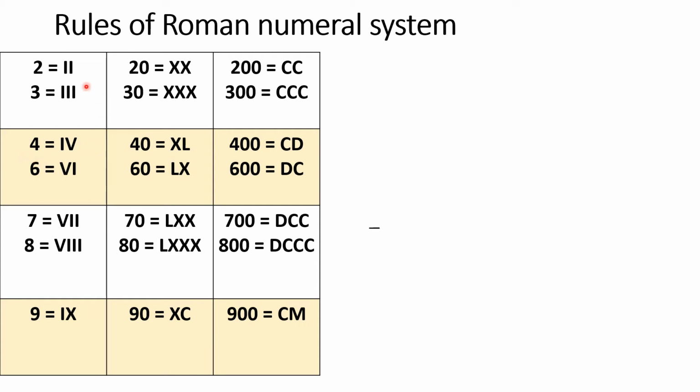I have already told these rules of subtraction and addition in the previous video, so kindly watch the previous video also if you have any kind of doubt. 7 equals VII, 8 equals VIII, 9 equals IX. So these are a few key values, and by use of these we can easily construct any Roman numeral. Just see the first example.